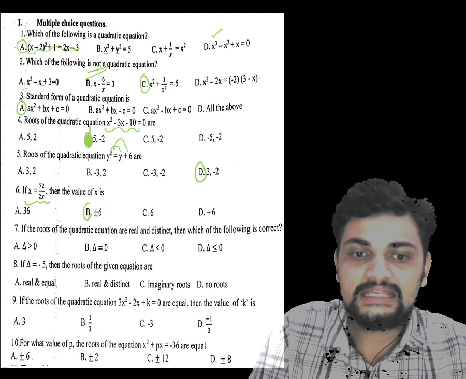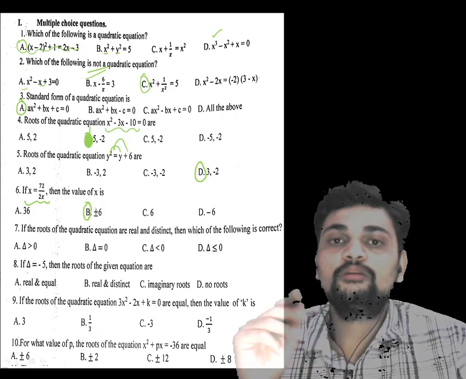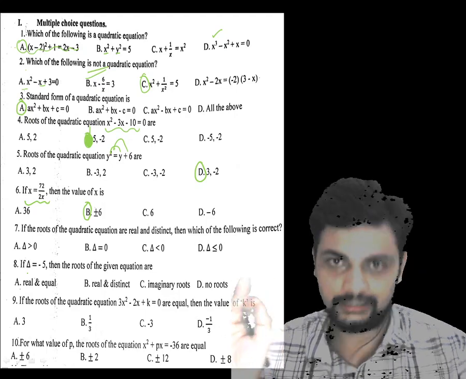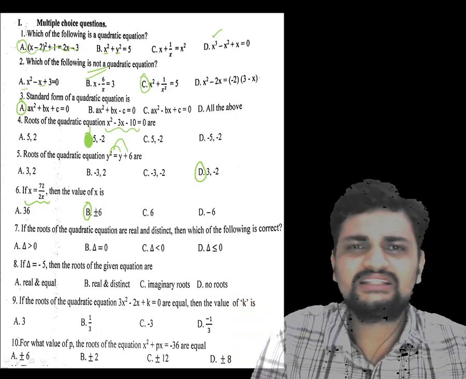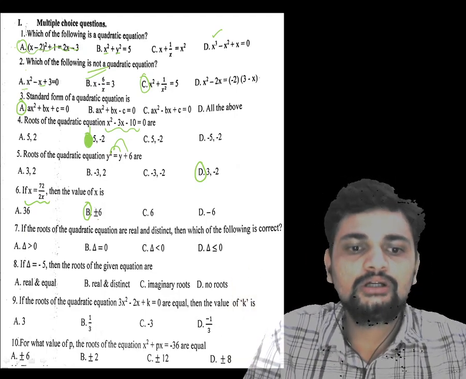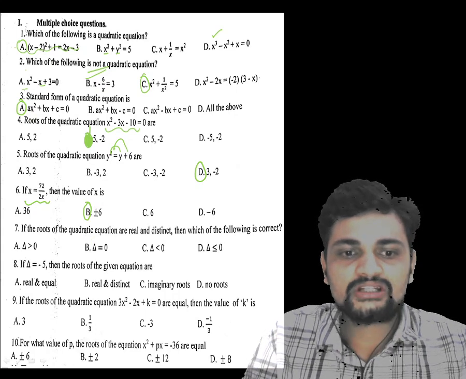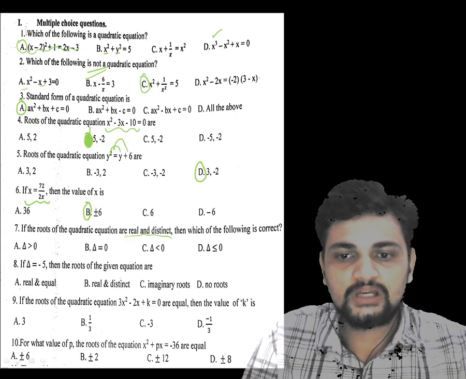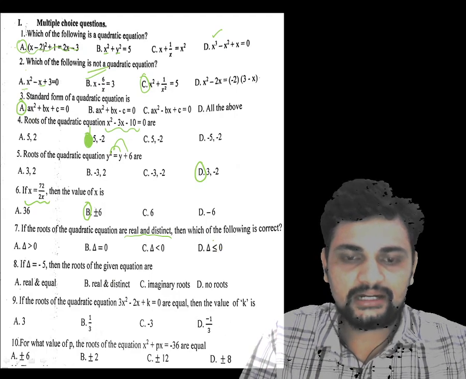So option B is correct. So that's why previously I told you to be very careful till the last moment. Now question number 7 is a direct formula based question. There is one quadratic equation whose roots are real and distinct. So which among the following is correct?